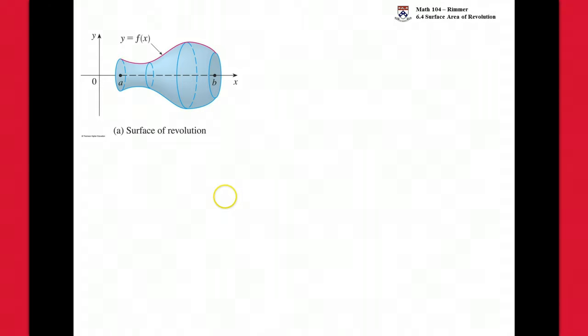Volume would be what we'd have to pour into it to fill it up, while surface area would be how much paint we'd have to use if we were to paint the outside. And so we take the curve y equals f of x from some a to b and rotate it about, in this case in our derivation we'll be deriving this version of the formula, rotating about the x-axis.